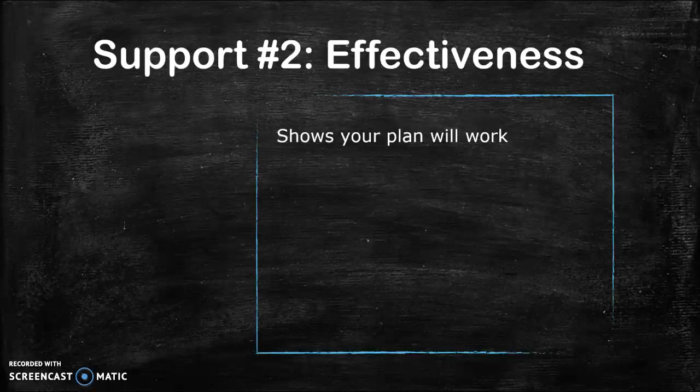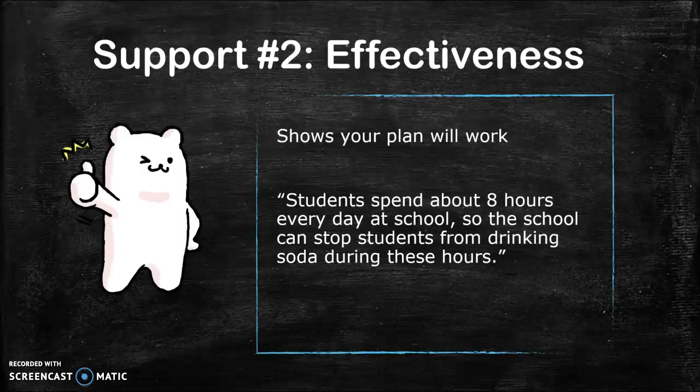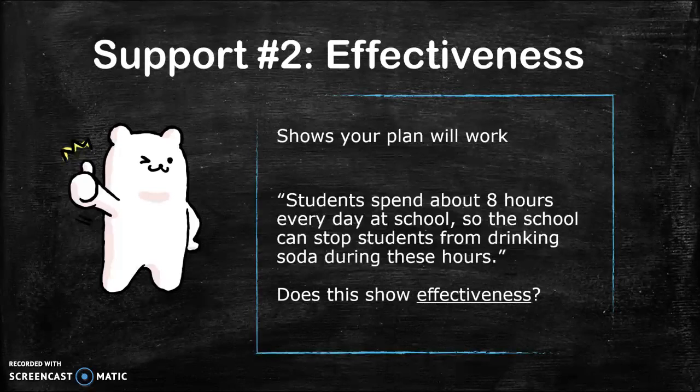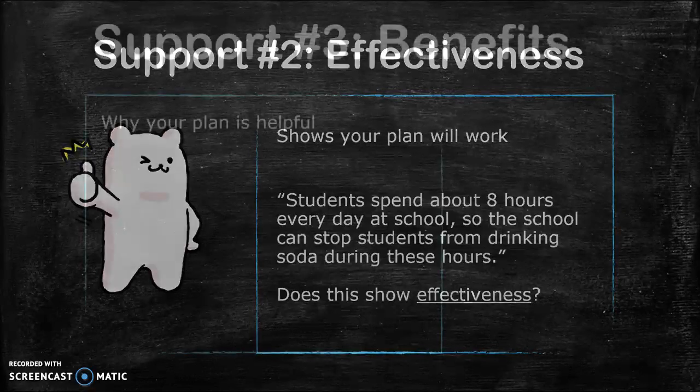The second type of support is effectiveness. This means that it shows your plan will work. Students spend about 8 hours every day at school, so the school can stop students from drinking soda during these hours. Does this show that our plan is effective? Yes, but only partly. Our plan only helps during a few hours of the day, so maybe we can find a better way to show the effectiveness of our plan.